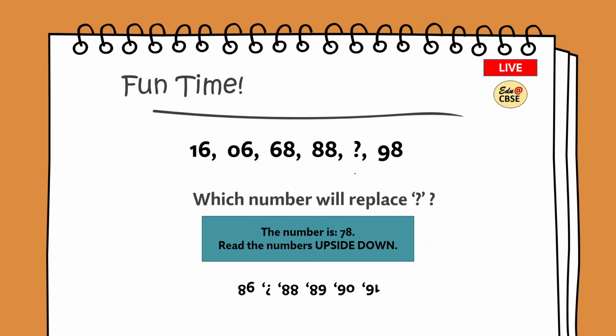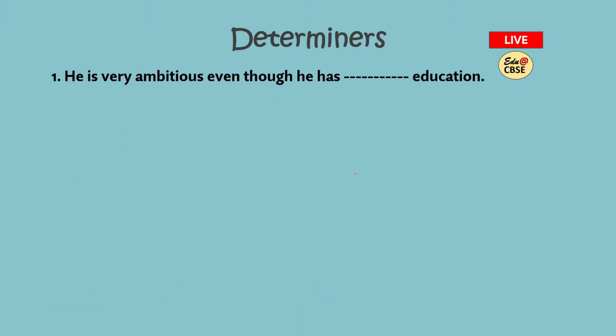Now let's move on to the next part. Determiners. So now we are going to revise determiners. The first question for determiners: he is very ambitious even though he has dash education. So quickly give me the answer. He is very ambitious even though he has dash education.